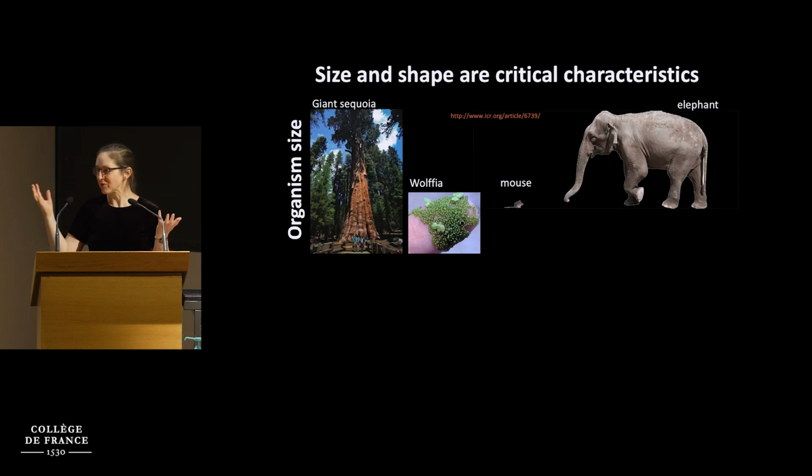So, as with most of you, I'm really interested in size and shape, and how organisms get their size and shape, which is critical for their function. And there are very different sizes and shapes of different organisms. If we think about plants, we've got Wolfia, one of the smallest flowering plants, here on the tip of a finger, versus the giant sequoia tree.